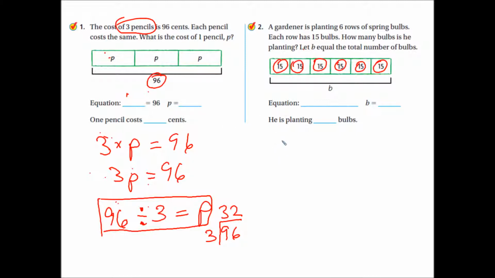So I can look at it this way. I have B, and if I divide it up into 6 rows, I will get 15 bulbs per row. Another way I can think about it is I can just say, well, there's 6 rows, 15 in each row, so I multiply that, and that's B. Once again, I'm illustrating that if you have a division problem with a letter and a number being divided, the way you would solve it is to go backwards by multiplying. 15 times 6 equals B.